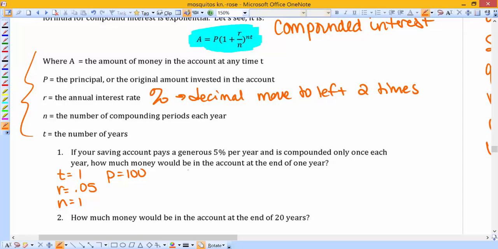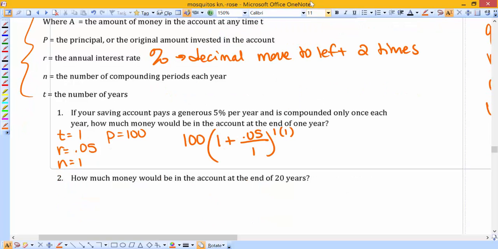So now you're just plugging in. So it's 100 parentheses 1 plus your interest rate divided by your n to the nt. So this here, I know it doesn't really look like it, but that is an exponent. So now it's just using your calculator. Please practice using your calculator. I'm going to just put the answer. I'm not going to go through all of the work here. But 0.05 divided by 1 is just 0.05. Then I'm going to add 1.